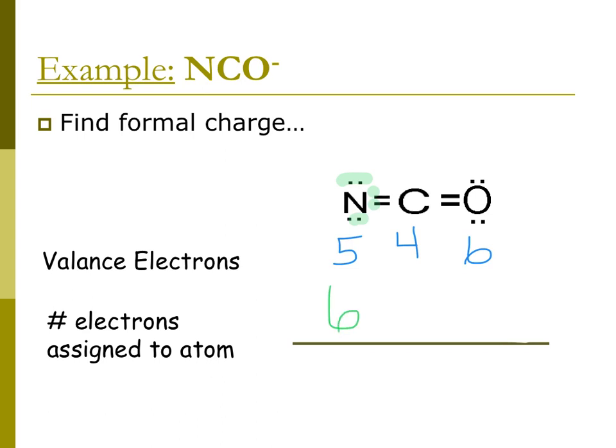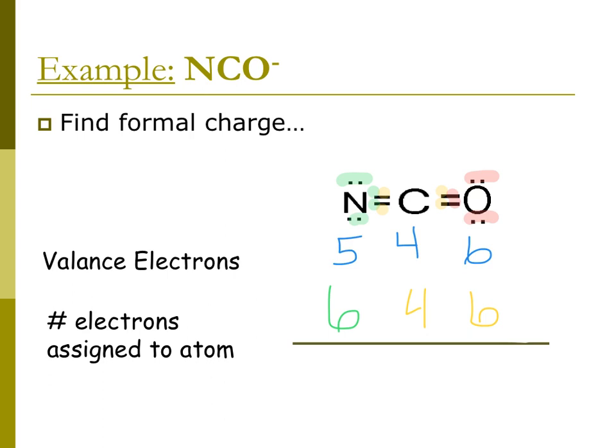Now let's look at carbon. Carbon has a total of 4 bonds, so it would take 1 electron from each of those bonds for a total of 4 electrons assigned to that atom. And last but not least, we'll look at oxygen. We've got 4 electrons in the lone pairs, plus 1 from each of the bonds attached between the carbon and the oxygen, so that is a total of 6, meaning we have 6 electrons attached to that oxygen.